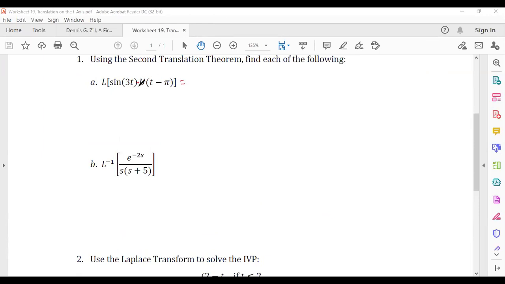So together now, let us try to find the Laplace transform of this. So it's a product between 2 functions. One of them is the unit step. My cheat sheet, Laplace transform of g(t).